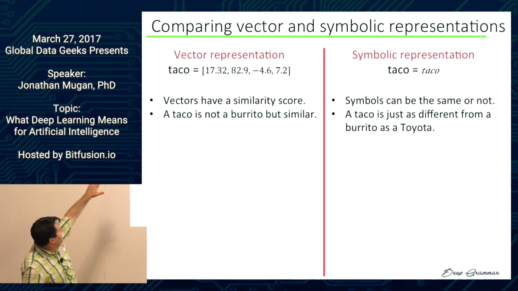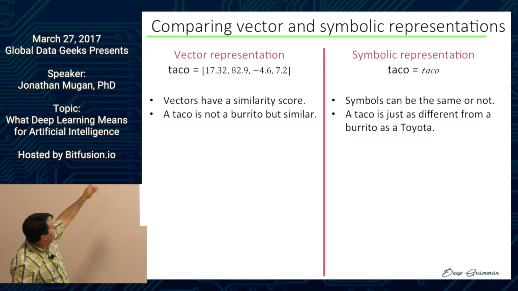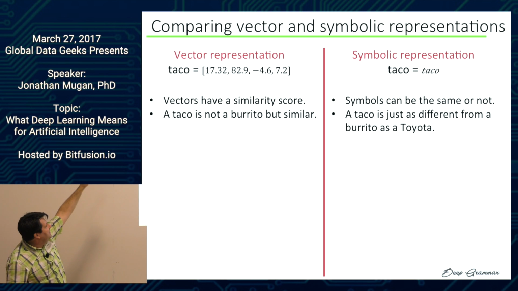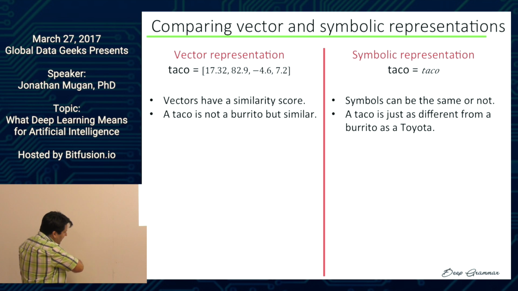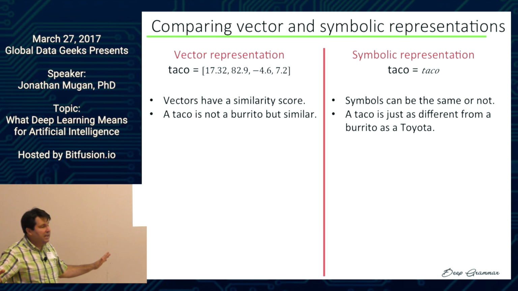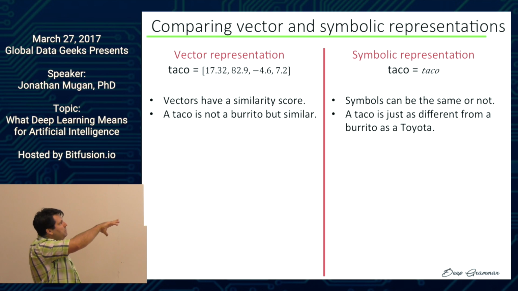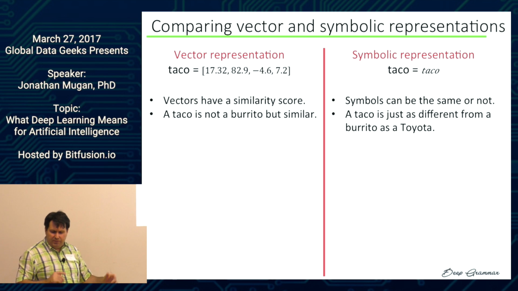So we have our vector here. It's just 4 long, but remember it's really 300 long. And so if vectors have a similarity score, we can say a taco is similar to a burrito. So when the output here, you find that the vector for taco and burrito are similar because they're used in the same context. Whereas if you have a symbol, it can just be the same or not the same. There's no sense of how different they are.